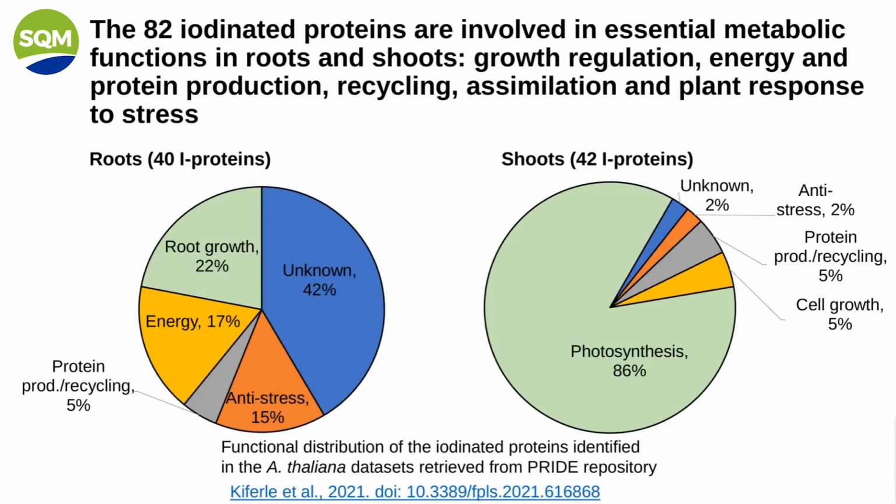Now, these 82 iodinated proteins could also be identified with still another method. The outcome of that analysis was that these proteins, 40 of them identified in the roots and 42 in the shoots of the plants, are involved in photosynthesis, in growth regulation, in energy and protein production, in recycling of elements, assimilation, and the plant's response to stress.